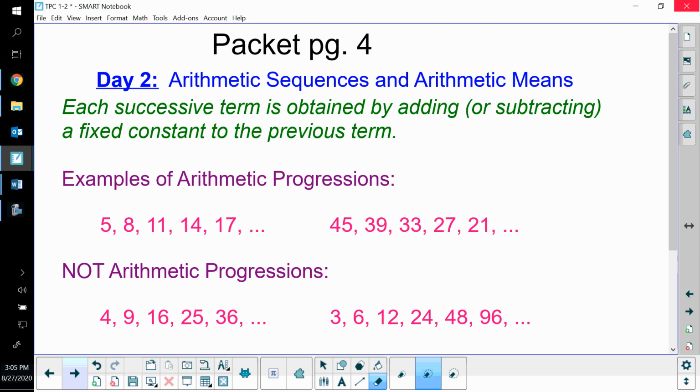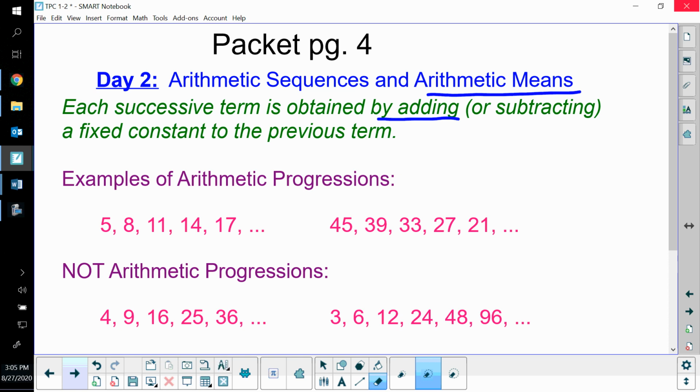So we're going to be starting on packet page 4. Today's topic is arithmetic sequences and arithmetic means. We mentioned last class that a sequence is just a list of numbers that follows some type of pattern. Arithmetic is when each successive term you get by adding. It could look like you're subtracting because you're adding a negative number, but the technical definition is that you're adding.